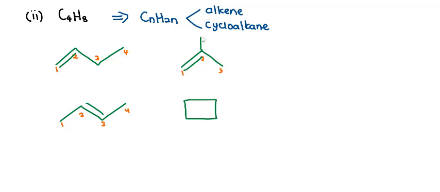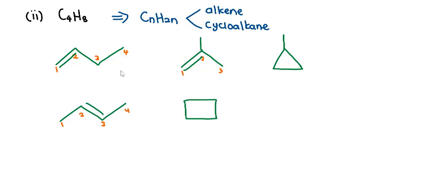But for this one, the longest chain is 3. The cycloalkane with 3 carbons has a triangle shape. So we have 1, 2, 3 carbons, and then another carbon, which is going to be our branch, our substituent. So in C4H8, we have 5 isomers.